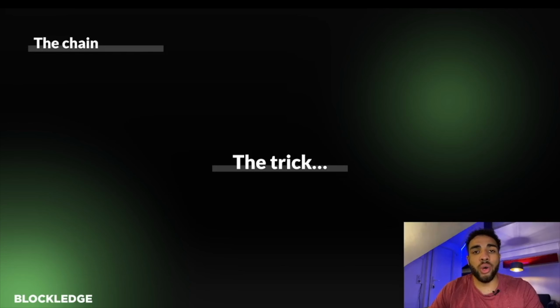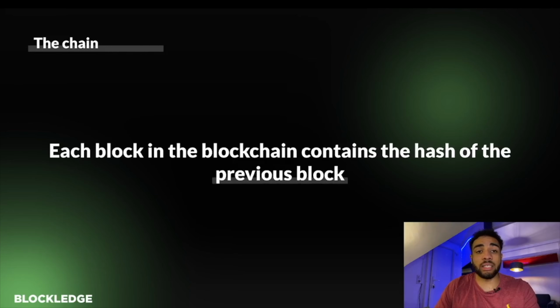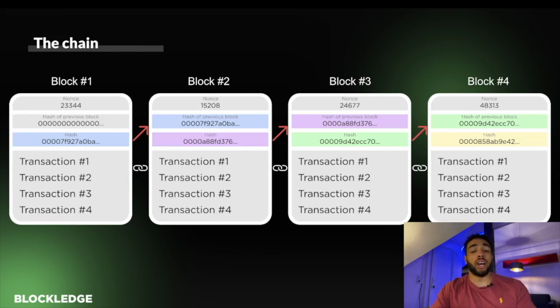Now, we know about block, but what about the chain part of blockchain? Well, the trick is that each block in the blockchain contains the hash of the previous block. And that is exactly the magic of blockchain. As you can see here, each of my blocks, block number 1, number 2, number 3, and number 4, are linked to each other because each block contains the hash of the previous block in its data.